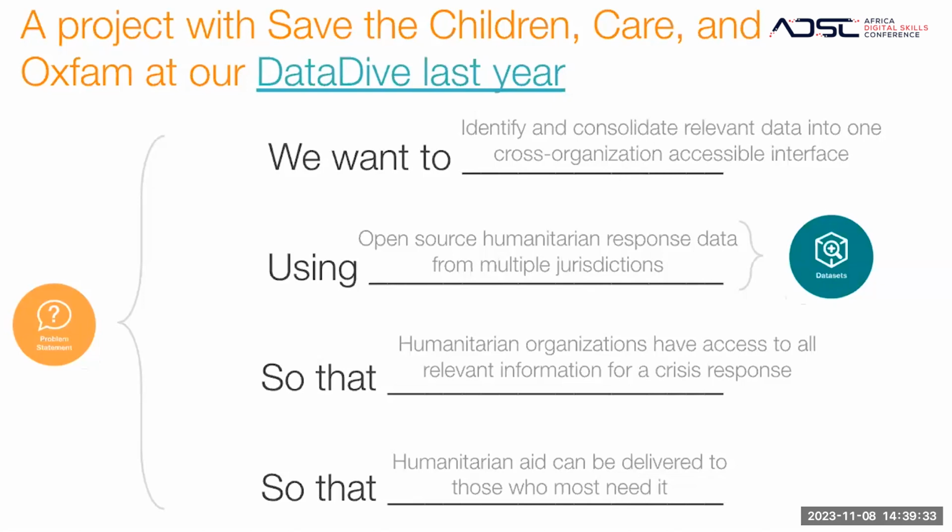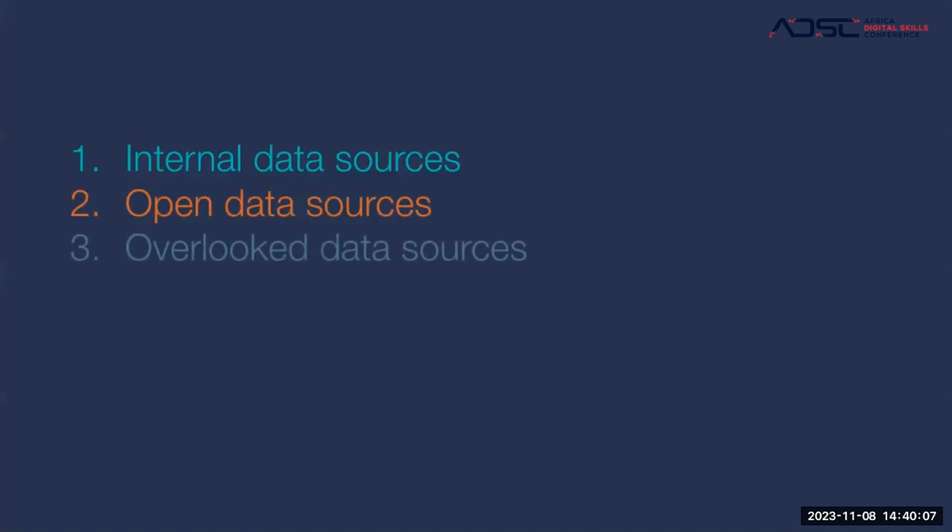So DataKind merged these and other open data sources and found the keys to bring them together as part of this project. DataKind is helping Save the Children, CARE, and Oxfam identify and consolidate relevant data into one cross-organization accessible interface using open source humanitarian response data from multiple jurisdictions, so that humanitarian organizations have access to relevant information for a crisis response, so that ultimately humanitarian aid can be delivered to those who need it the most. So with that, once you've exhausted internal and open data sources, it's time to start thinking creatively about overlooked data and unique ways you can collect data.